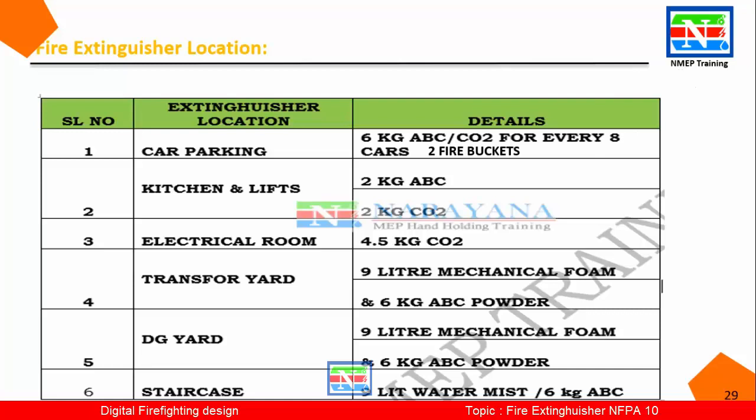Next is kitchen and lift. In kitchen and lift, you can go for 2 kg ABC, 2 kg CO2. In an electrical room, you can go for minimum 4.5 kg CO2. Transformer and DG, you can go for 9 liter mechanical foam or 6 kg ABC powder. Staircase, you can go for 9 liter water mist or 6 kg ABC. So based on the area and location, you can choose what type of extinguisher to use.